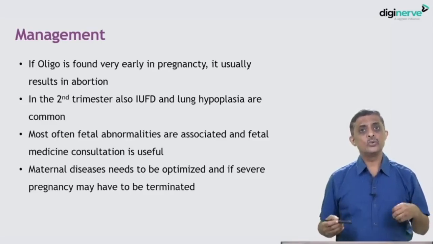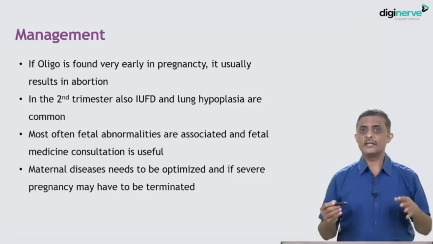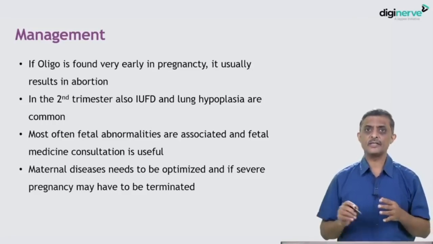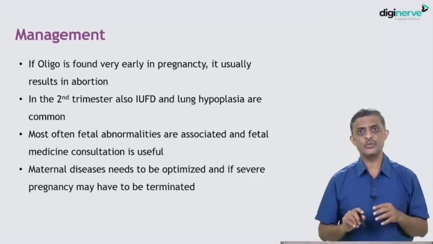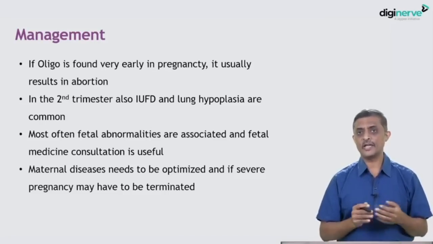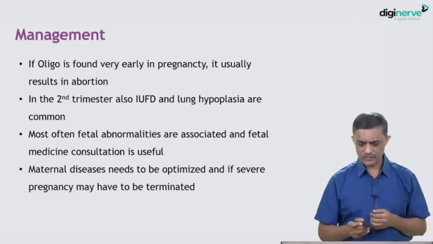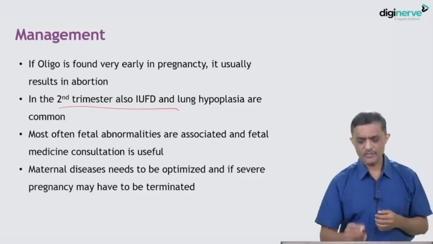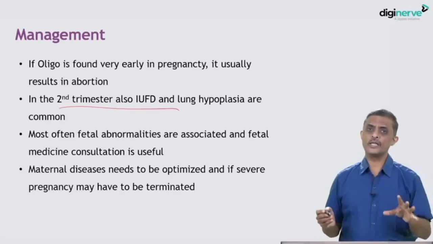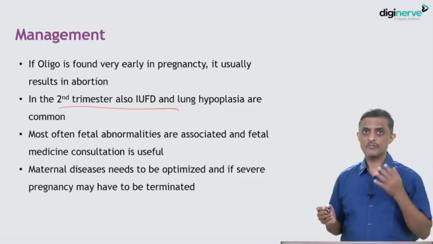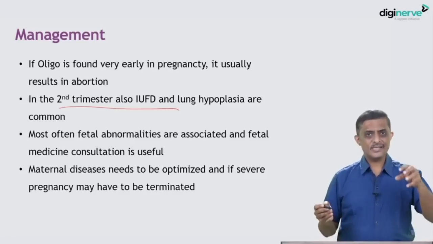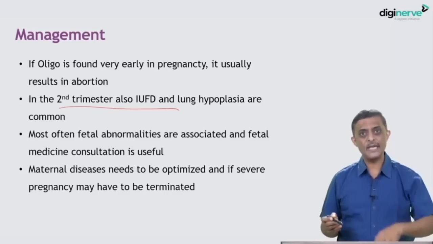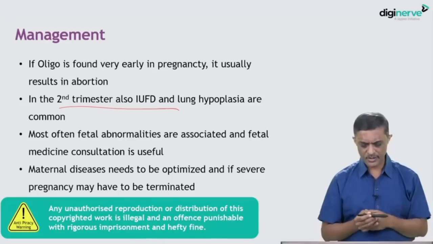Otherwise also, you can even tell the patient that if this oligo persists for a long time, baby's lungs will not develop and there could be a serious issue with the baby, and give her the option of either continuation or termination of pregnancy. Again, in second trimester, they usually go for intrauterine fetal demise because of pulmonary hypoplasia or uteroplacental insufficiency or some inherent cause in the baby itself, which is the cause for oligoamnios.